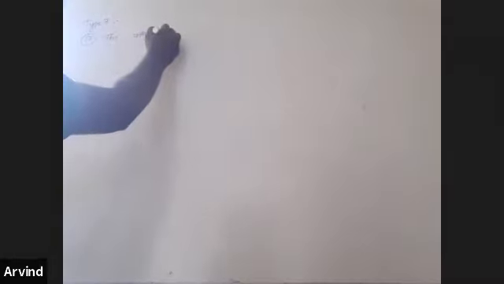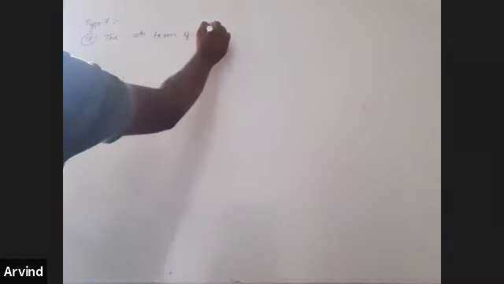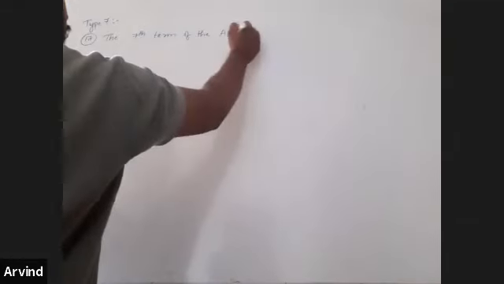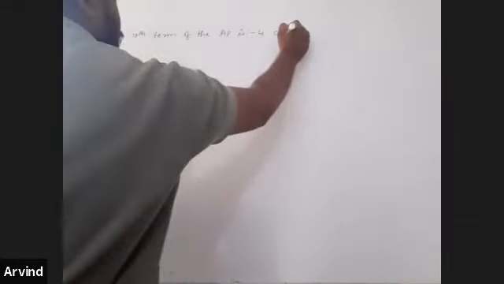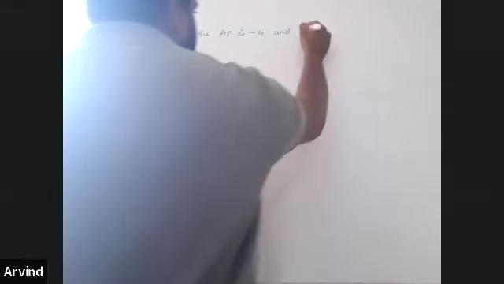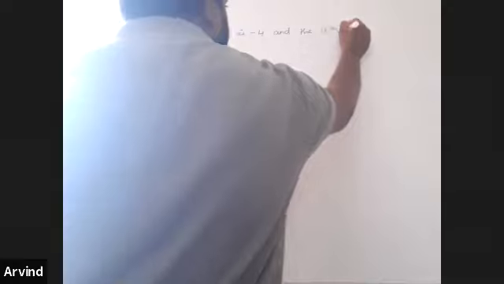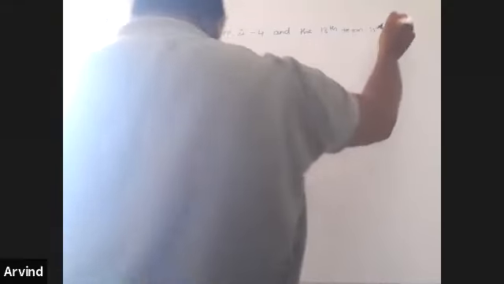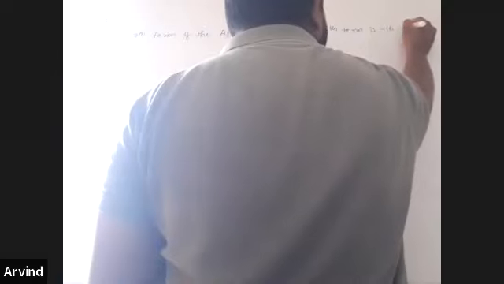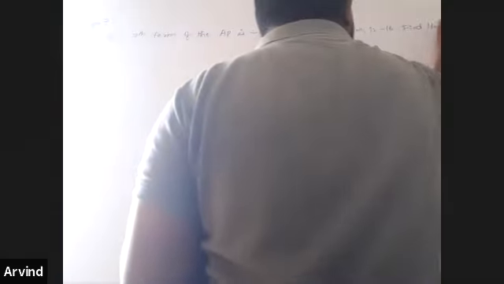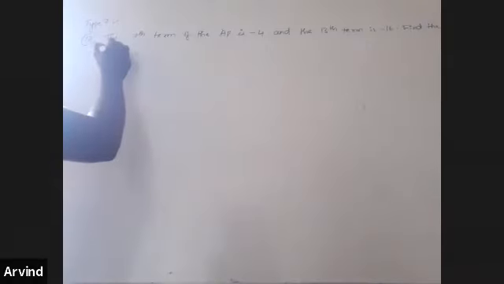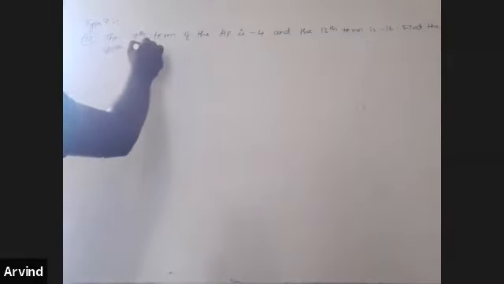So take down the question. I hope it is the 17th one, if I'm not wrong. The seventh term of the AP is -4 and the 13th term is -16. Find the 25th term.